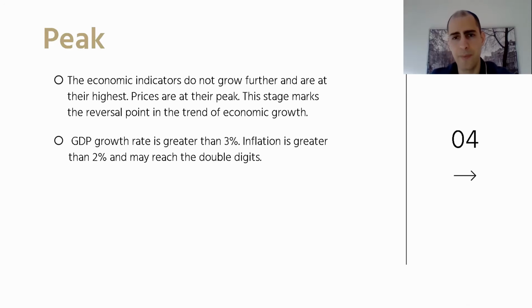Prices are at the very top, and this stage marks the reversal point in the trend of economic growth. So ideally, you want to get a sense of historically what the GDP is that matches a peak. In this case, any growth higher than 3% matches the peak, and inflation greater than 2%, maybe reaching double digits. When you get closer to higher numbers, you're thinking maybe it's time that a reversal may occur, so I should get ready. These are the two main things, the GDP and the inflation rate, that you should watch out for.